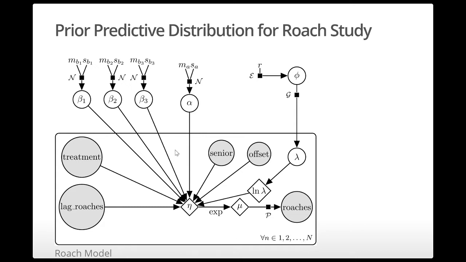But there's only one alpha, not a separate alpha for each of the observations. The way in which these particular plots are plotted, and I think this is pretty common, is to put a box around things that indicates repetition or a loop for all the observations that you have. And so the previous number of roaches, the treatment variable, whether it's a senior building, those each have a respective coefficient. Those get all added together along with an intercept to create the linear predictor eta, which is a deterministic function of all those things.